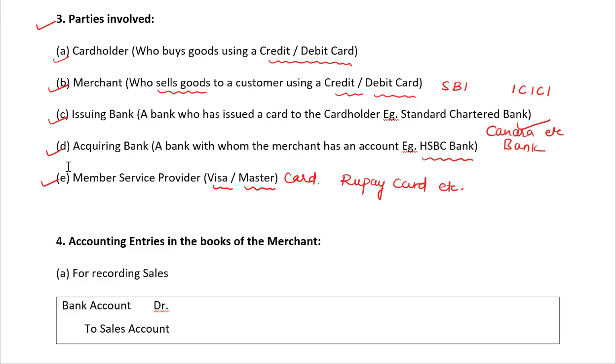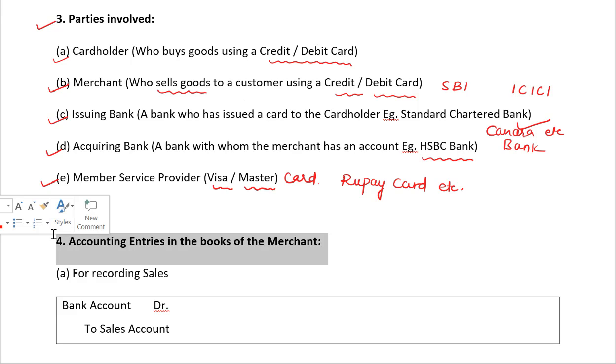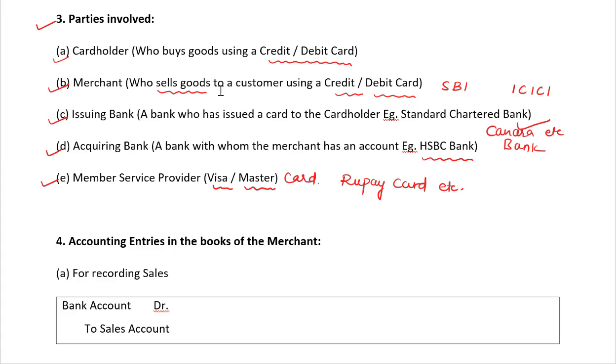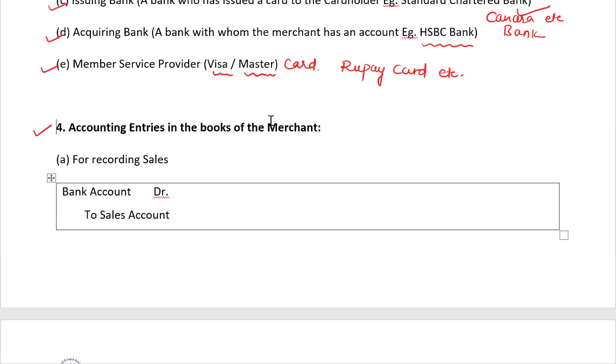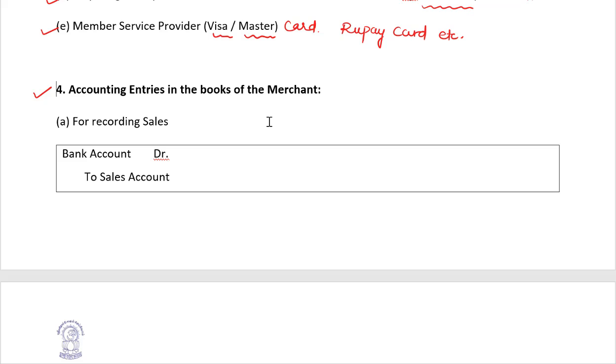Okay. Point number 4. Accounting entries in the books of merchants. Merchant is the one who is making sales. What entry will he record? For recording sales, he will debit the bank account. So bank account debits, say 10,000, to sales account, 10,000.